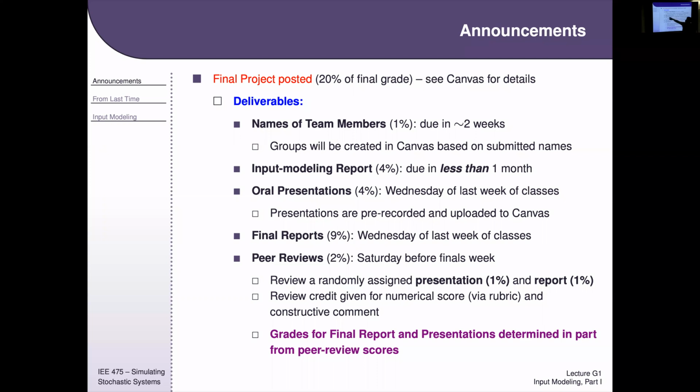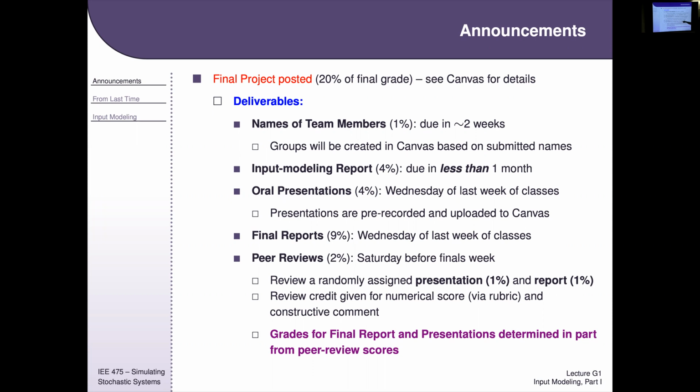And there are details online on what that input modeling report should look like, as well as a few example reports from previous semesters. Then there's a lull, and toward the last week of classes, there are oral presentations, which a long time ago we used to do in class, but now for a number of reasons, I instead have you record these offline and upload. So you won't be presenting live, you'll be uploading one.